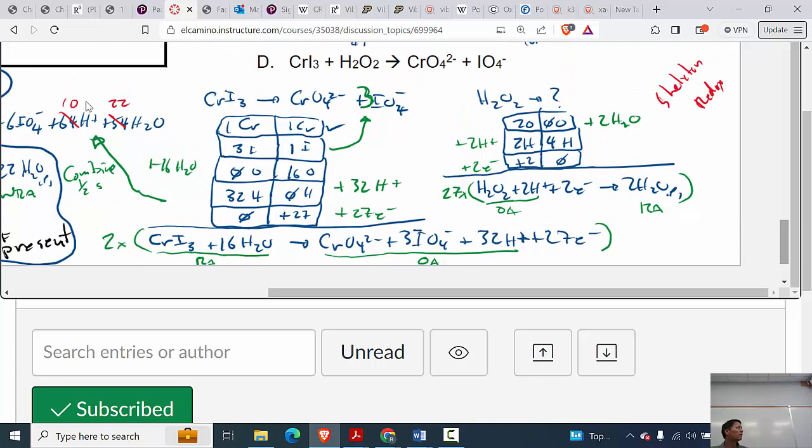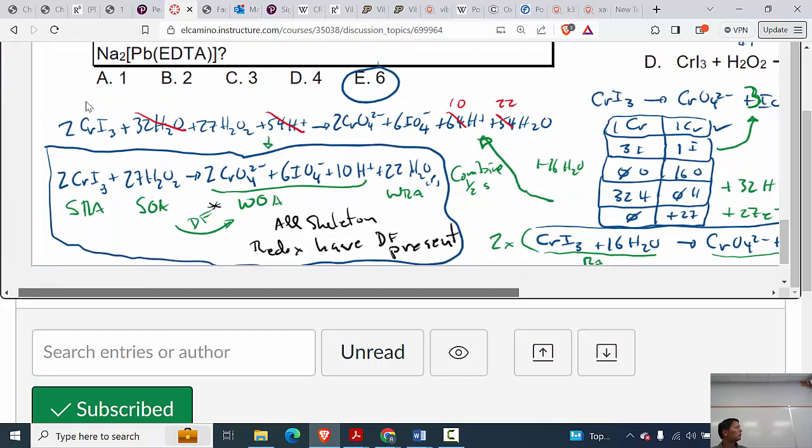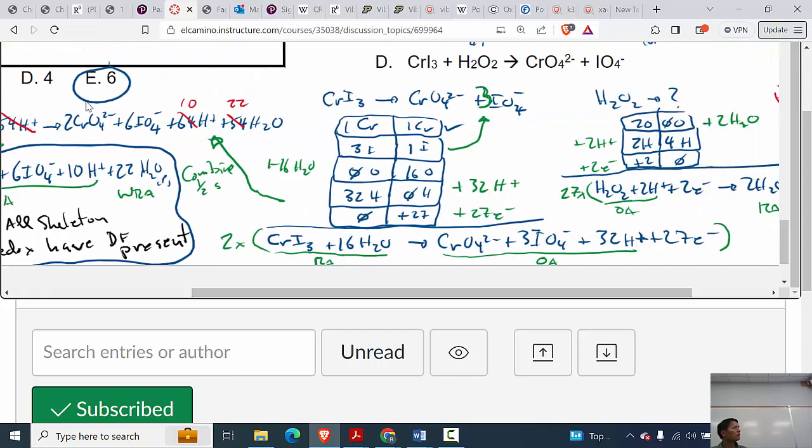Now, for the driving force, I ran out of room here, so I moved it over here. All skeleton redox reactions have a driving force, you know. Otherwise, we wouldn't get these products.